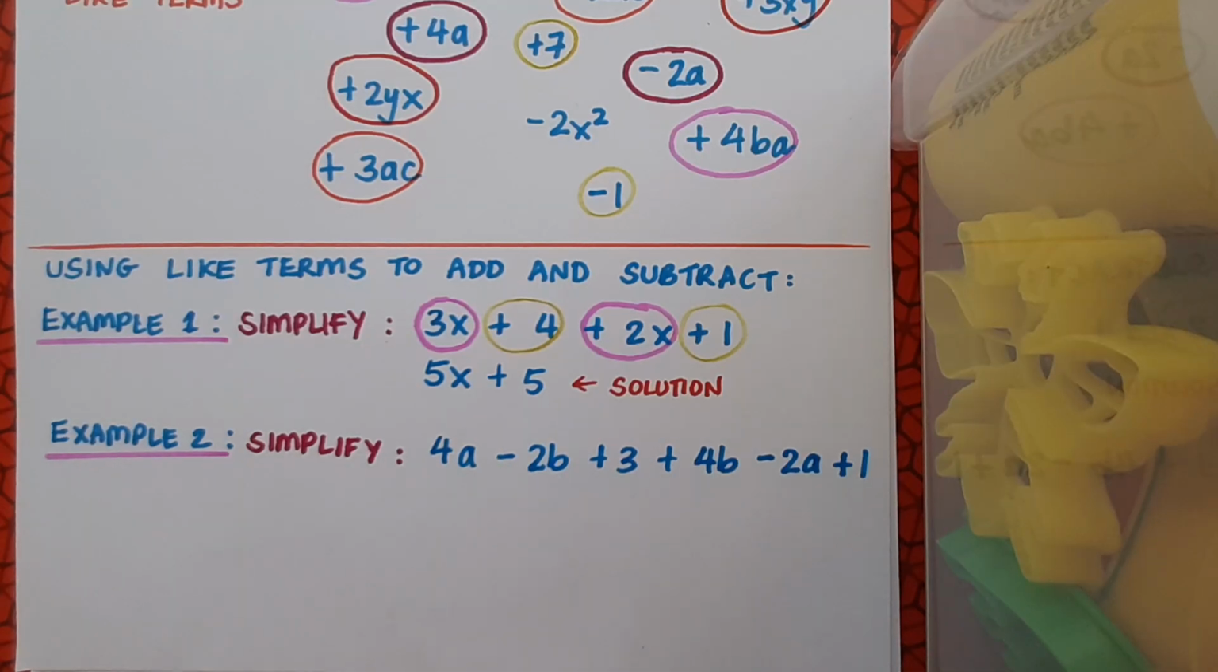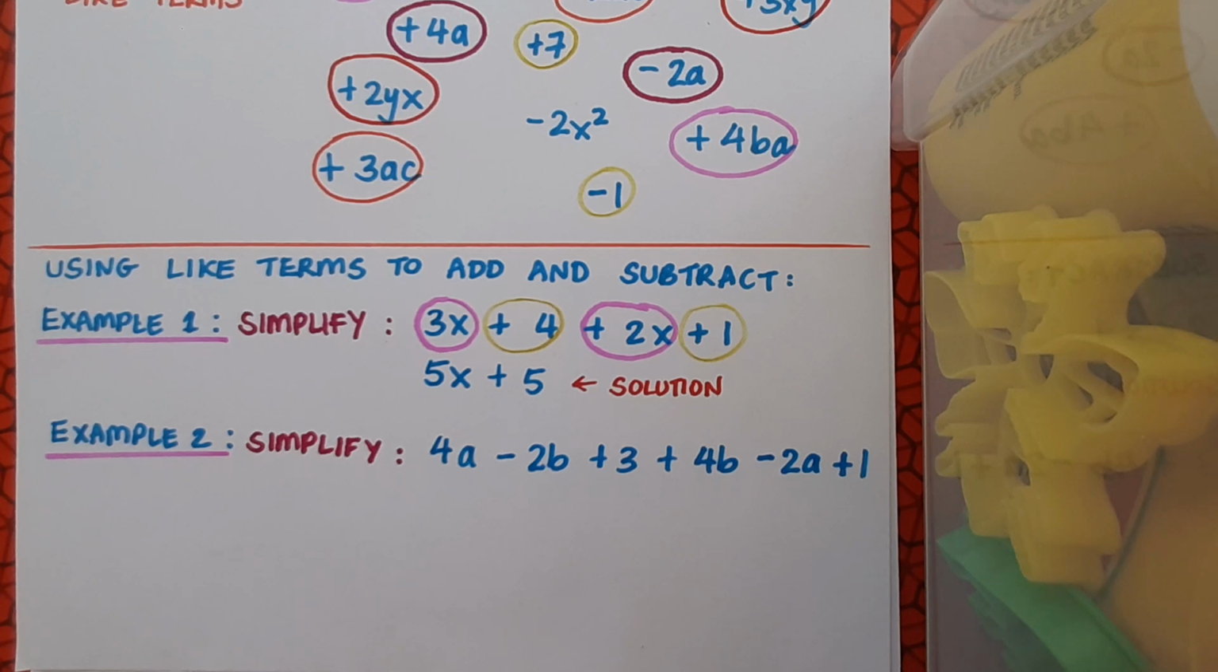Okay, so here's a second example. Again, it asks me to simplify, just tidy up. 4a minus 2b plus 3 plus 4b minus 2a plus 1. So I want to take this expression and I want to add and subtract what I can. And of course, I can only add and subtract like terms, so the first thing that I must do is identify these. In your copy, write down this expression and highlight the like terms.